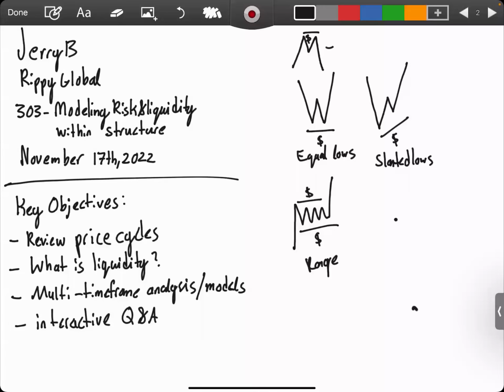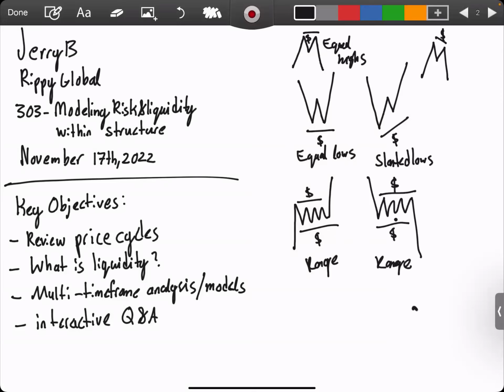You also have equal highs. Slanted highs. Drop, base, drop, which is another example of range liquidity. And then, of course, your infamous trendline liquidity, which is your break in trend.